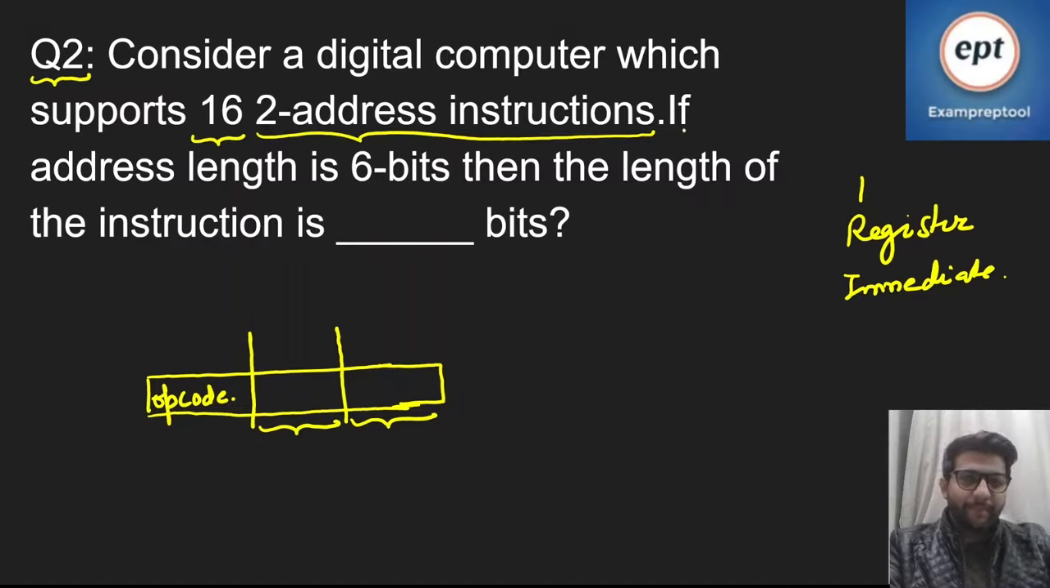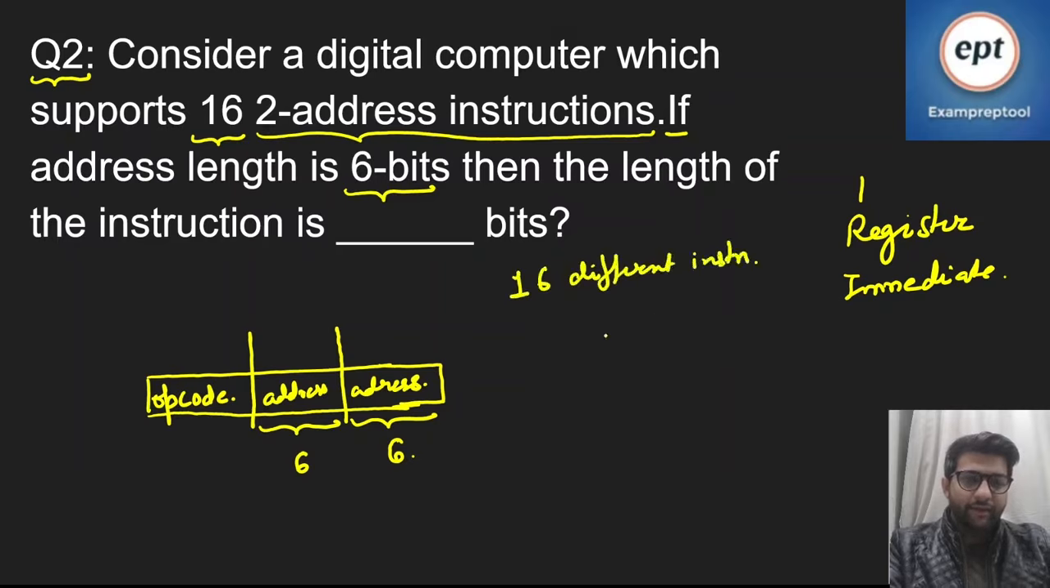So it is saying that the address length is 6 bits, right? So these are what? These are addresses, right? And these are of 6 bits, right? Now it is also saying that it supports 16 different types of instructions. So if we have 16 different instructions, right? So how many bits do we require to represent 16 different values, right?